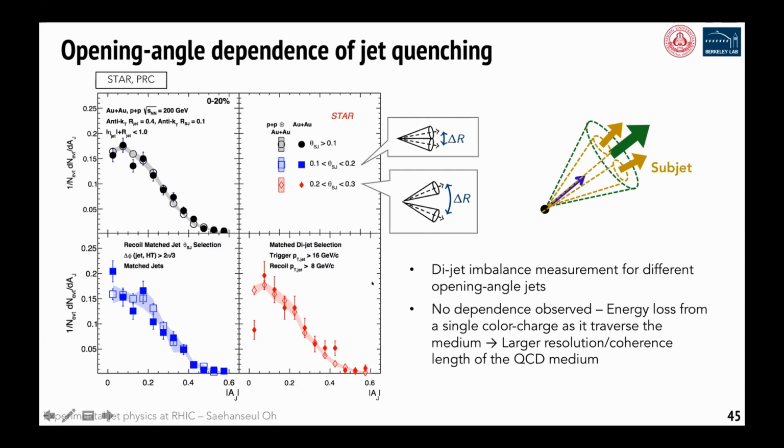And we measured A_J, the dijet imbalance, for the different category jets, and we found low dependence. So the energy loss is equivalent to the energy loss from a single color charge as it traverses the medium. It can be interpreted as a larger resolution or coherence length of the QCD medium compared to the scale of this jet substructure. That's the physics message that we have found. Those are the most recent results from STAR at RHIC.